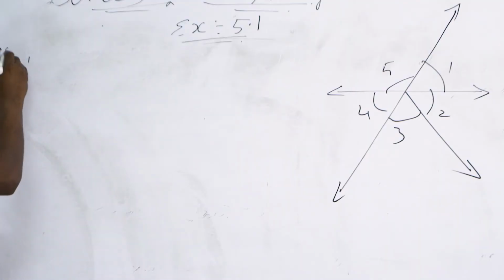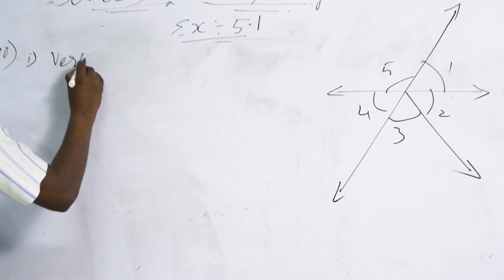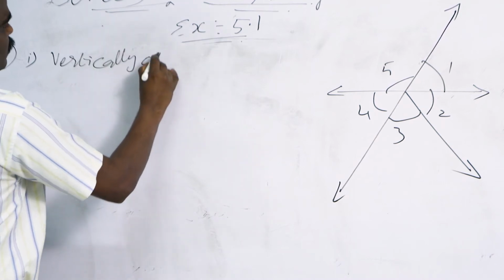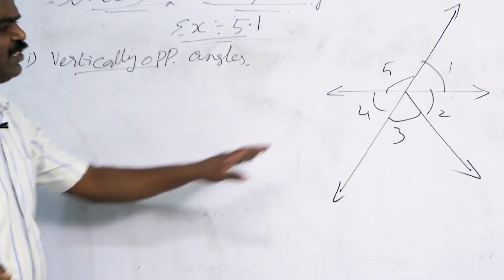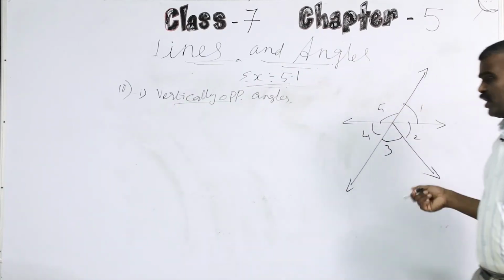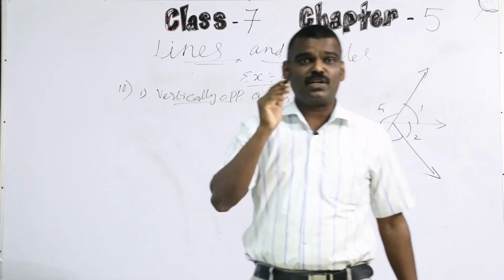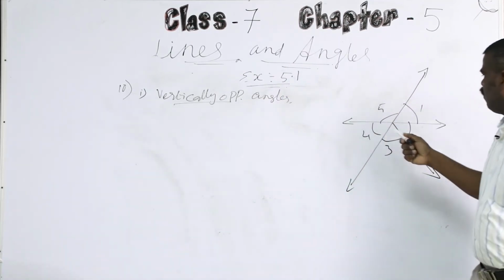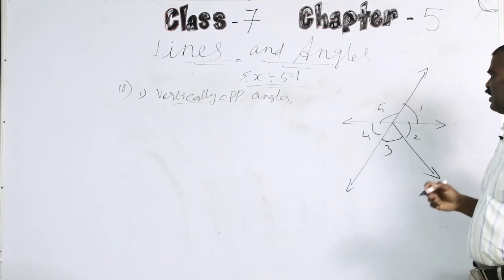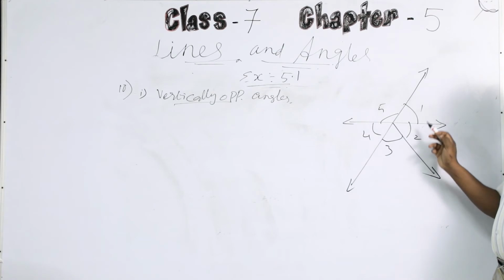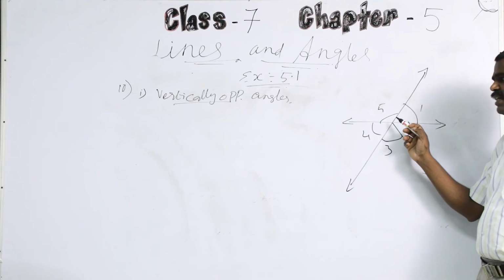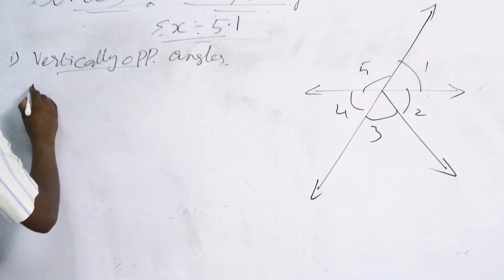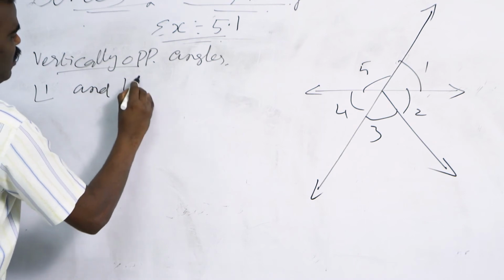Question number 10. Vertically opposite angles. This is a figure. I already taught you what vertically opposite angles are, we learned it in the first period, right? Now tell me, which angles are called vertically opposite angles? Look at the figure. Is angle 1 and 5 vertically opposite? No, right? Then angle 1 and angle 4.